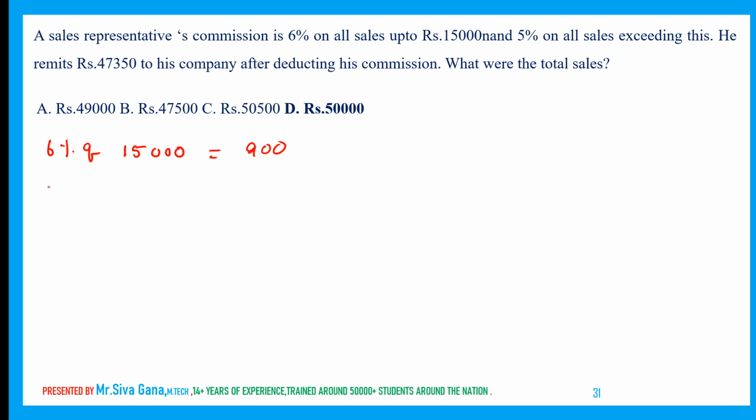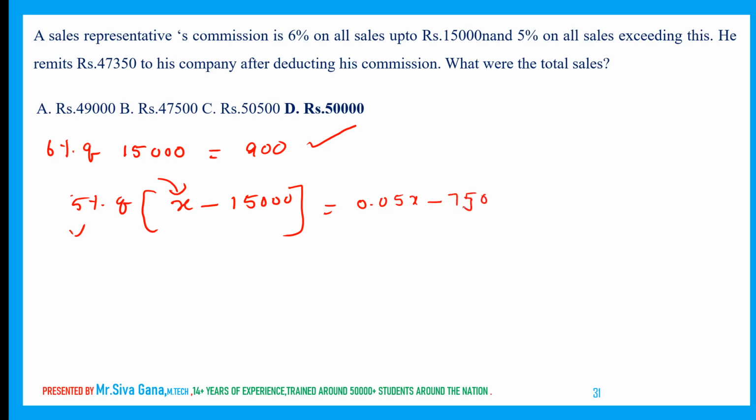Let us say total sales are X. 5% on all the sales exceeding this. So 5% is the commission exceeding the 15,000. For 15,000 rupees we got the commission. For the rest of the sales we don't know. Total sales are X, we are assuming. Rest of the sales are X minus 15,000. For this the commission rate is 5%, which is nothing but 0.05x minus 750. 15 5s are 750.